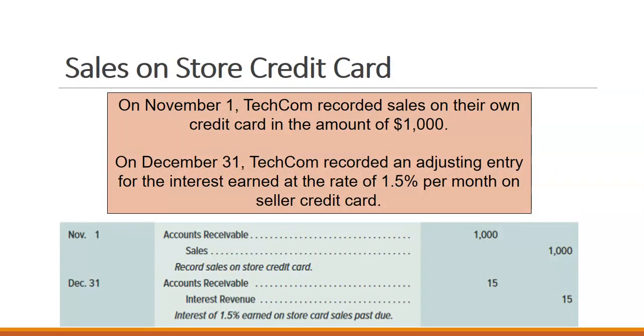This is looking at sales on a store credit card. We have a store credit card that we allow customers to purchase on. So we recorded sales on a credit card in the amount of $1,000. Then at the end of the month, we need to make an adjusting entry for any interest earned on that card. We have 1.5% per month interest. So if at December 31st that customer has not paid us back, they will have accrued interest on that credit card that needs to be recorded in an adjusting entry.